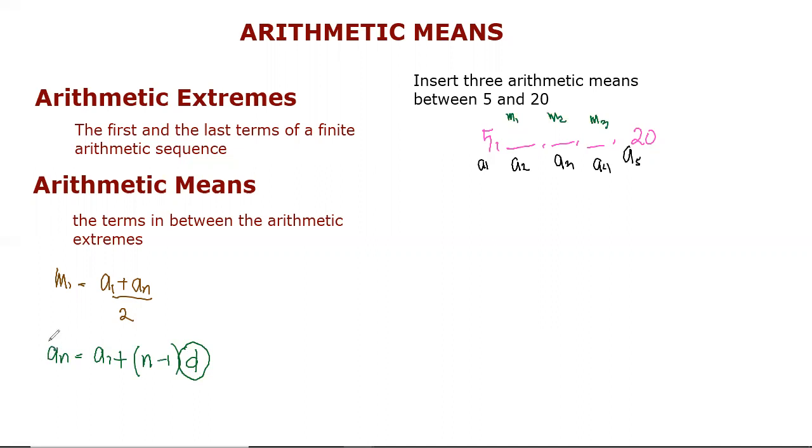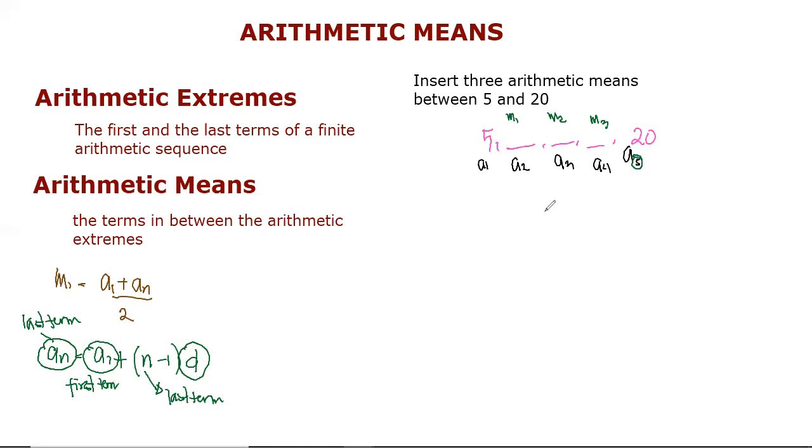Katulad po ng sinabi ko kanina, a sub n is the value of the last term. a sub 1 is the value of the first term, and n is the place, kung pang ilan po yung last term. Kung pang ilan si last term. Okay, and the d is the common difference.